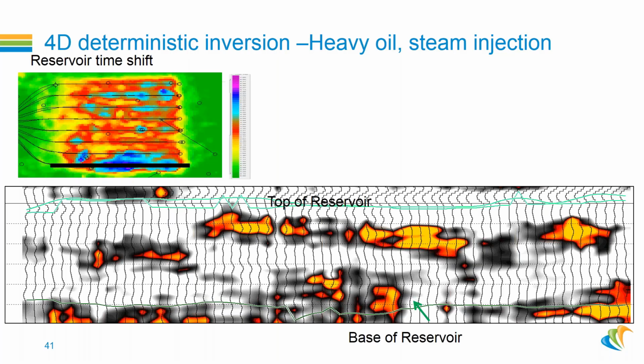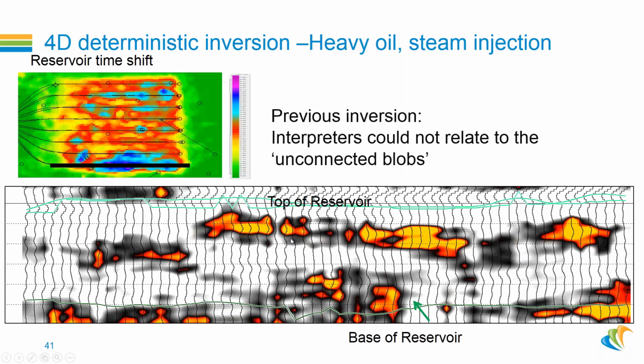One of the previous inversions done on the reservoir, so you have the top of the reservoir and base of the reservoir. So we have got these blobs. These are not very interpretable; they could not relate them to the unconnected blobs. So what are these? Is it a produced reservoir? They couldn't do any good interpretation on that data set.